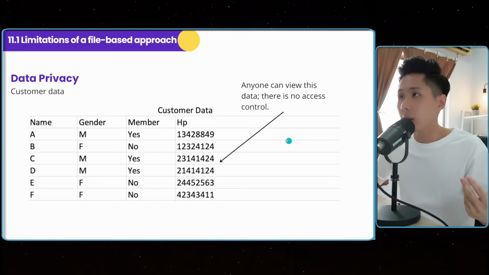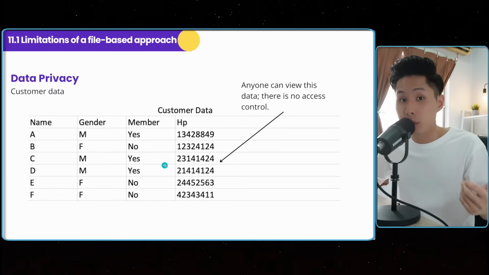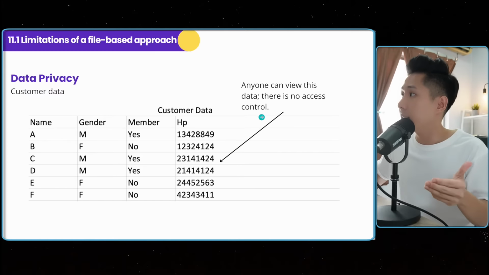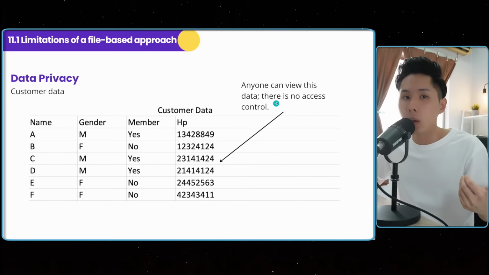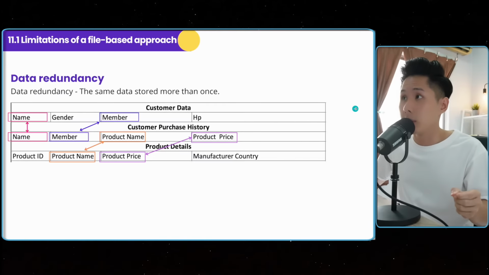Besides, it will also cause data privacy issues. For example, in this database here, we are clearly storing customers' data, like house phone number. So in this case, anyone can view this data. There's no access control to it. So it causes problems to data privacy.